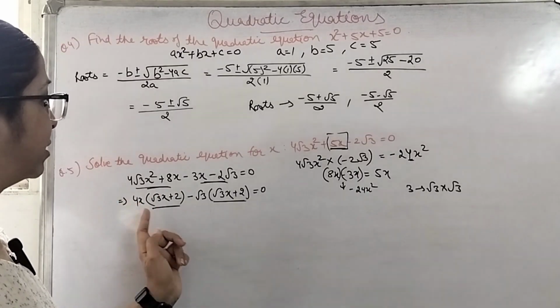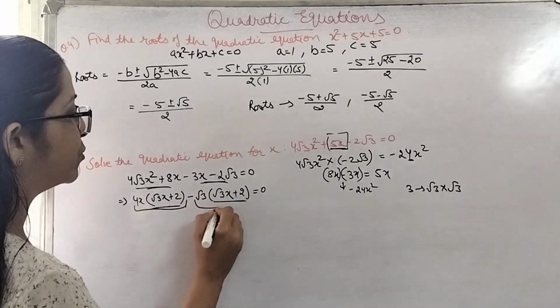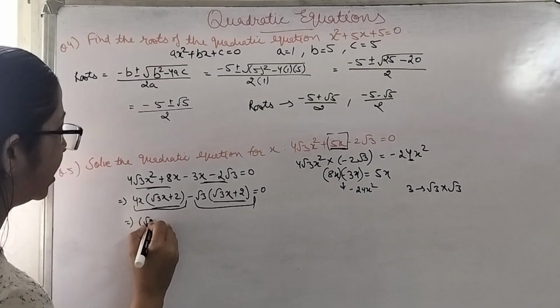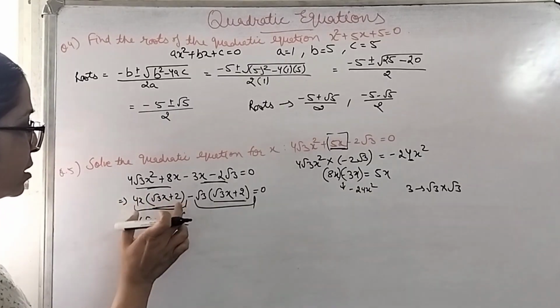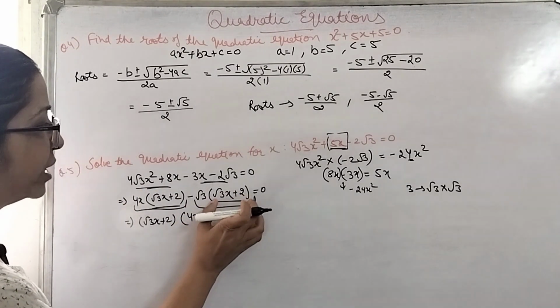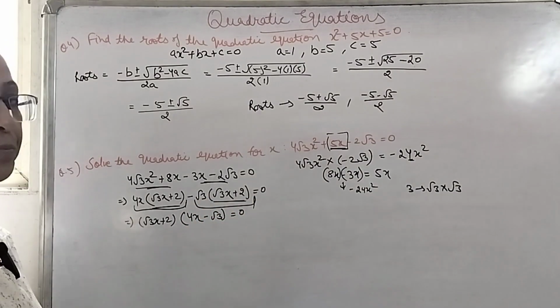So just check that these two brackets should be the same. Now this is one of the terms and this is one of the terms. In these two terms we can take (√3x + 2) common. The remaining part: from this term we have taken this bracket common, so the remainder is 4x. From here we have taken this common, so the remainder is minus √3. It is equivalent to 0.